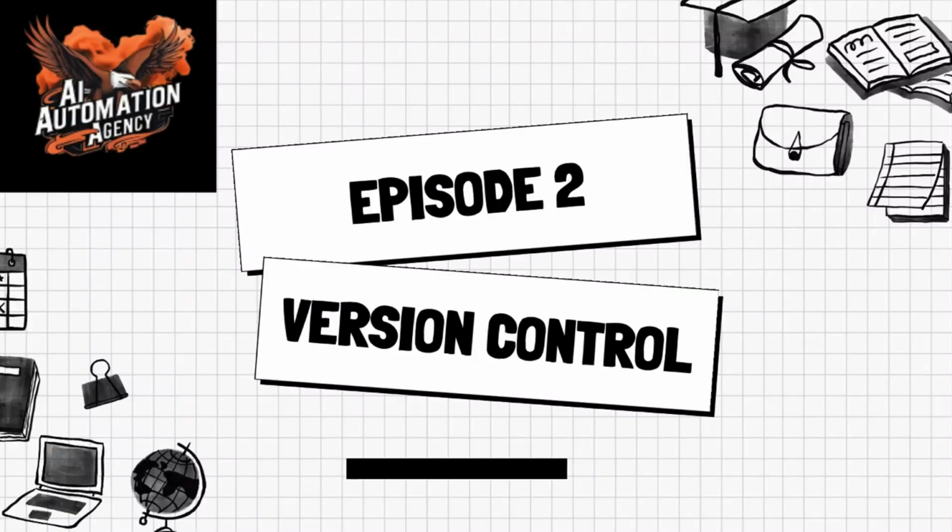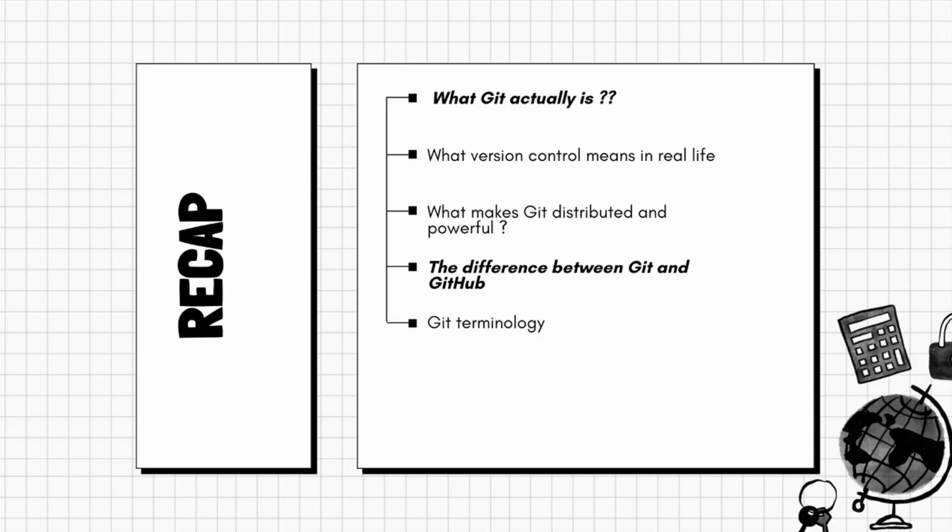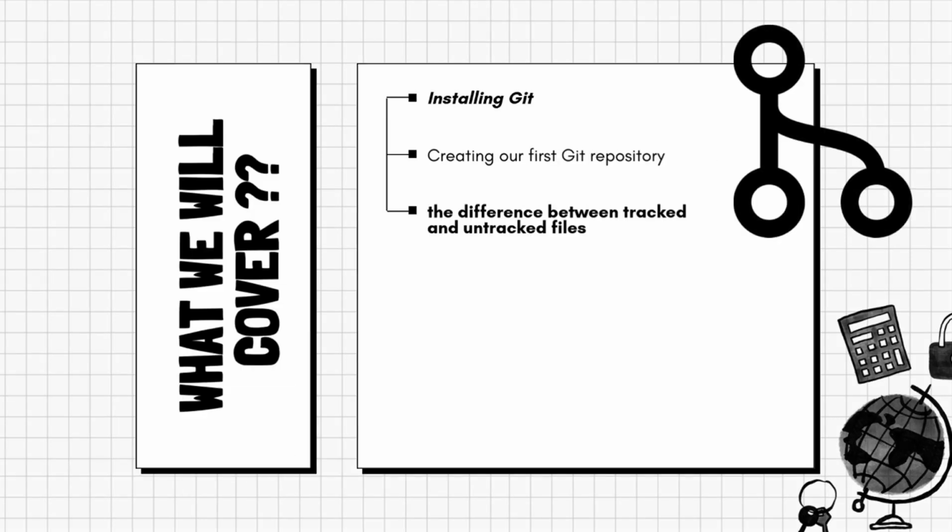This is the second episode of our version control series. And trust me, this is where things get real. In the last video, we talked about what Git is and why it's a must know for every coder. But today, we get our hands dirty. We are going from zero to Git hero by installing Git, creating our first Git repository, and understanding the difference between tracked and untracked files with a demo.